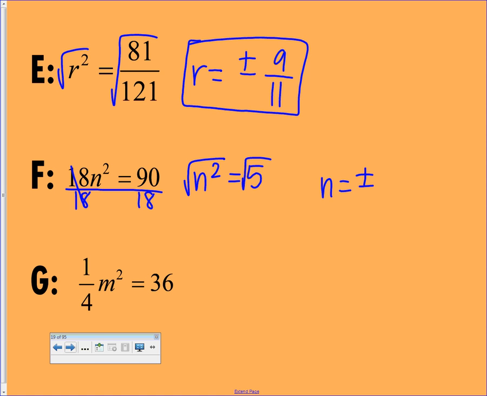So I've got plus or minus the square root of 5. The square root of 5 is irrational, which means it goes on forever. So I don't want you to give me a rounded decimal. I just want you to leave it as a square root of 5.